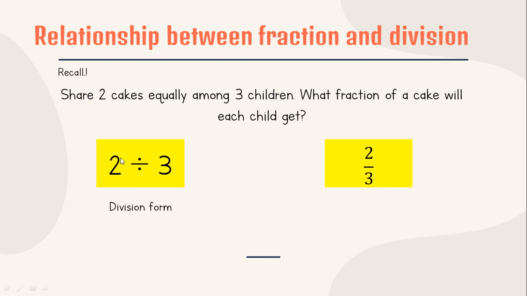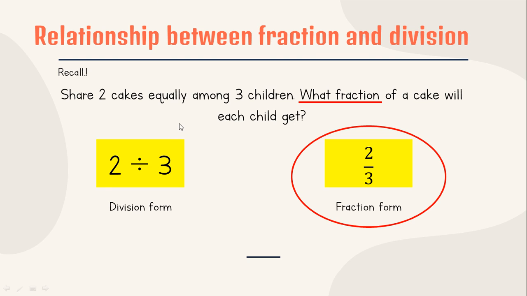In division, you know that this is the dividend and this is the divisor. And in fraction, this is what we call the numerator and the denominator, okay? Now look at the question. What fraction of a cake will each child get? So which one do you think? Left or right is the correct answer? Of course, the fraction form. If you answer me like this, it will be wrong, but this one, because the question is asking you what fraction.